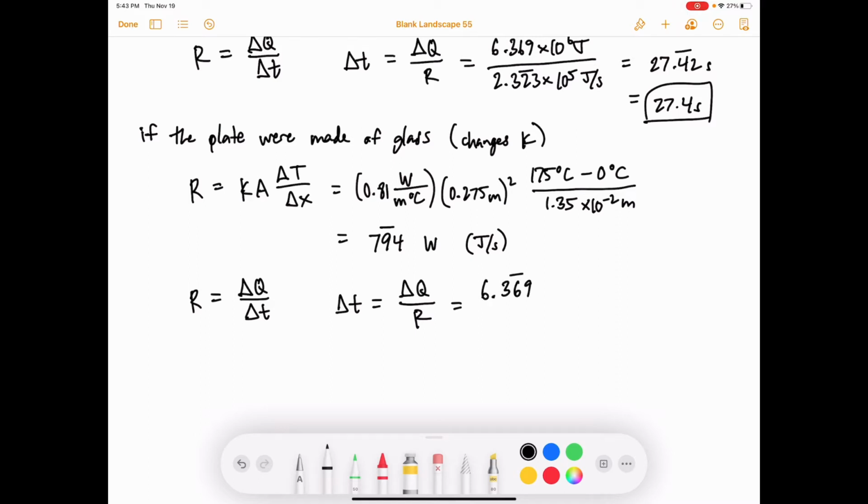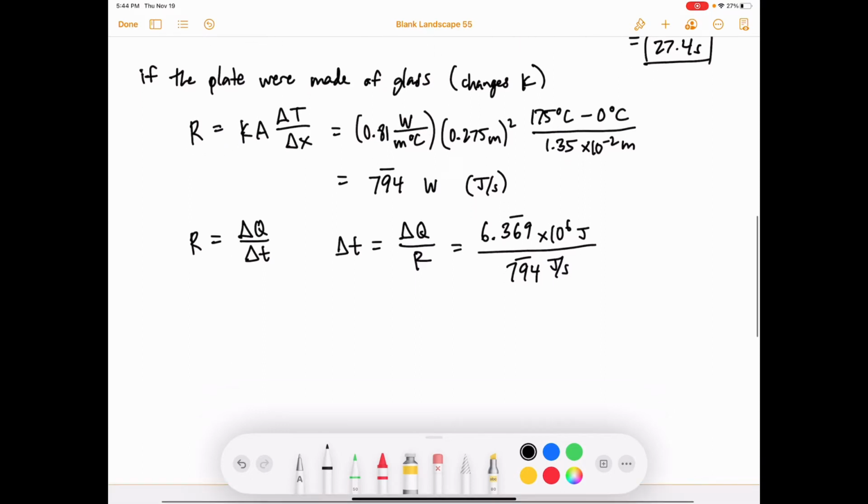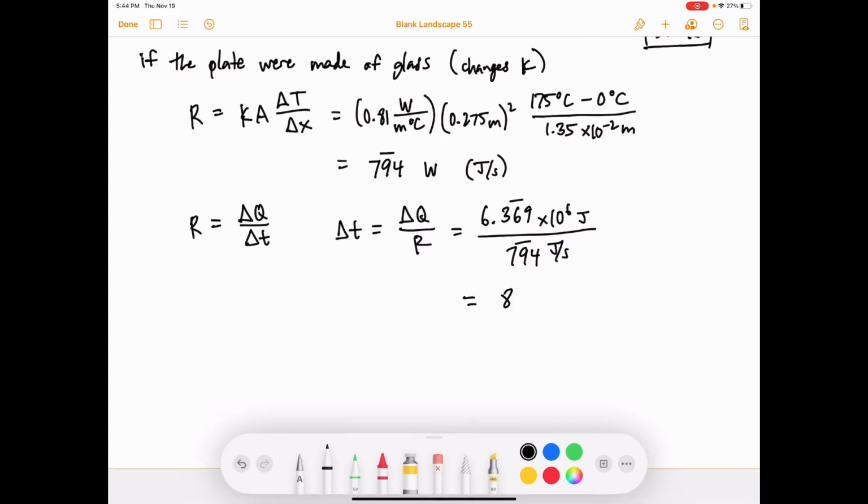6.369 times 10 to the 6 joules. But it's the rate of heat conduction that's changed. Now this is only 794 watts or joules per second. So this works out to 8,021 seconds, a lot longer than what we had before.